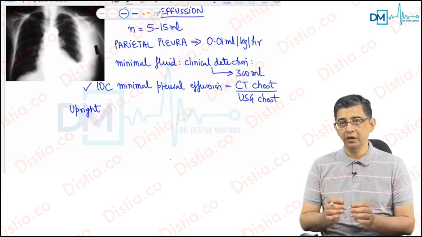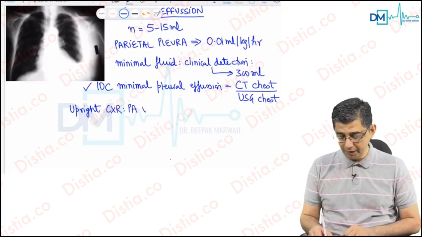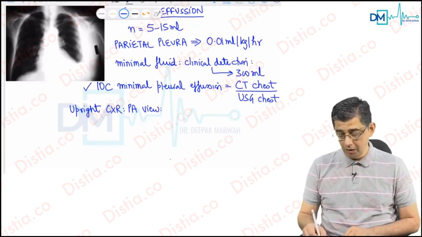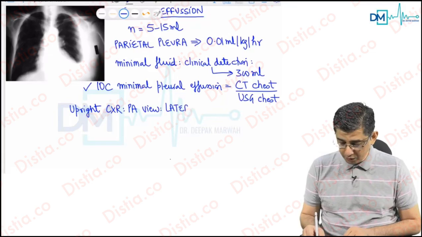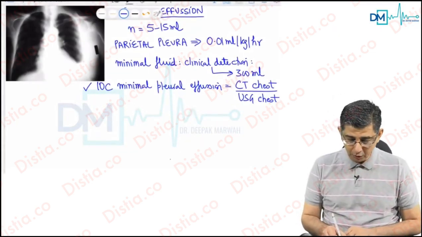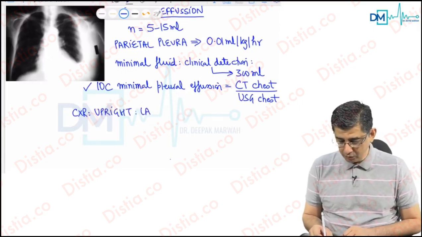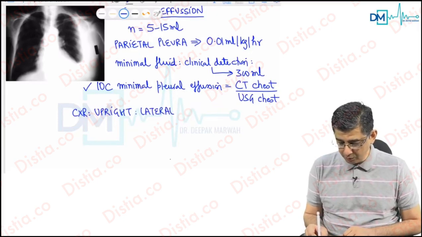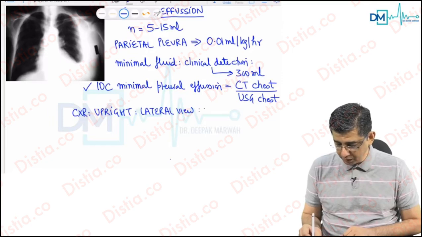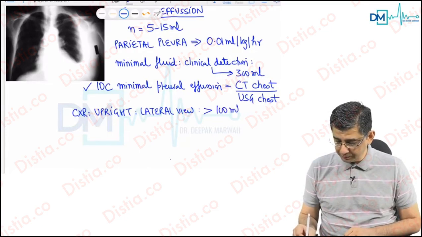They're straight away hitting the nail on the head. They have said, you have done an upright chest X-ray in a patient as you standardly do in a hospital, an upright chest X-ray PA view. Then obviously when you do a PA view, you can do a lateral. So nowadays what they're asking is, you are doing a chest X-ray of a patient in an upright position, and if you are going to do a lateral view versus a PA view, then how much fluid should be present to be detected on a lateral view in a chest X-ray? Then it is 100 ml.